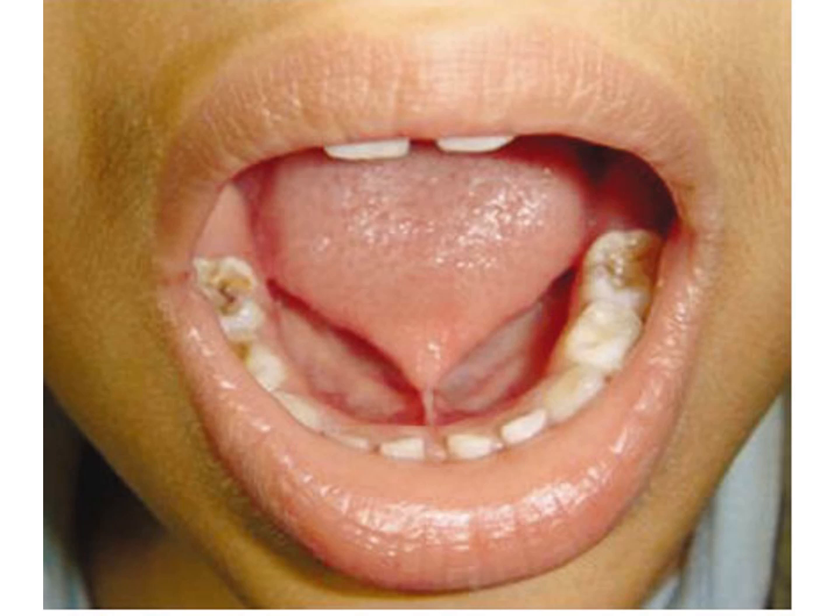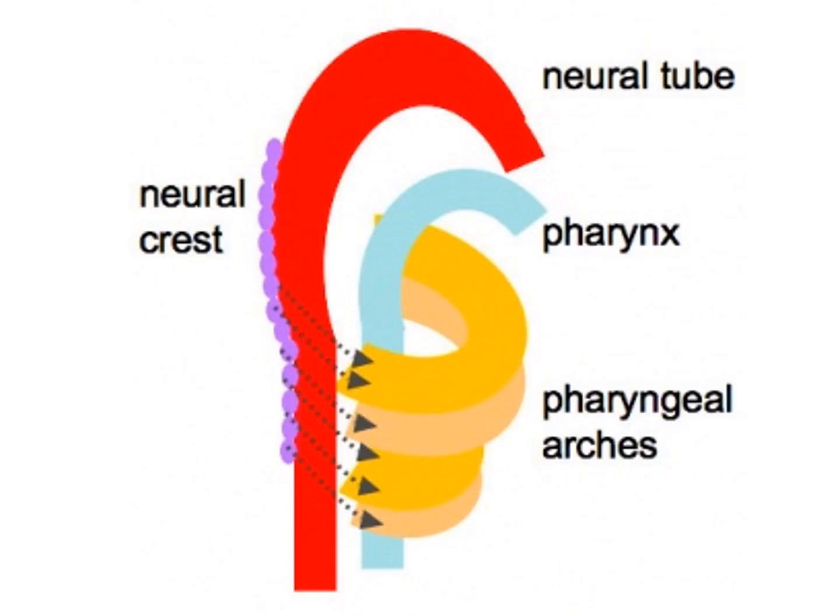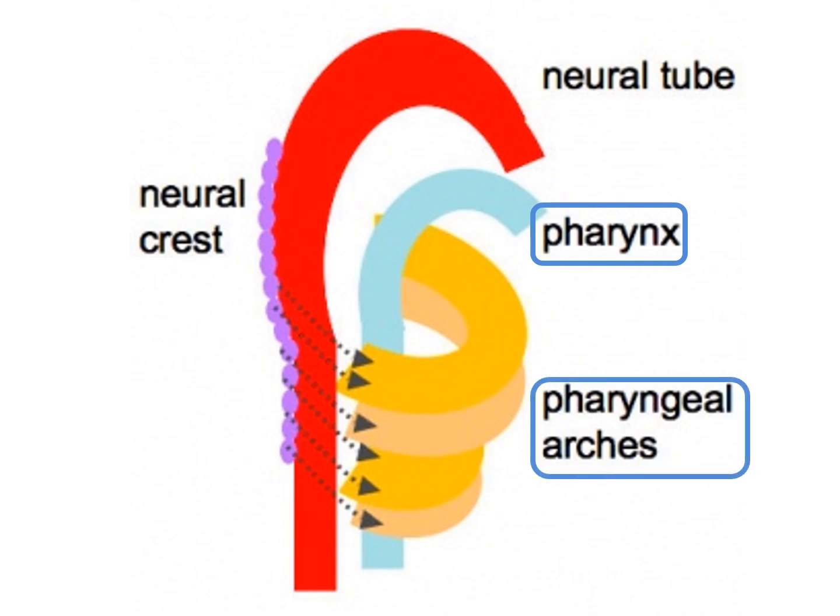We have seen a group of conditions which are related to development of the neck. This is a diagram showing that the pharynx is within the pharyngeal arches, and these arches are receiving very important contribution from the neural crest cells.